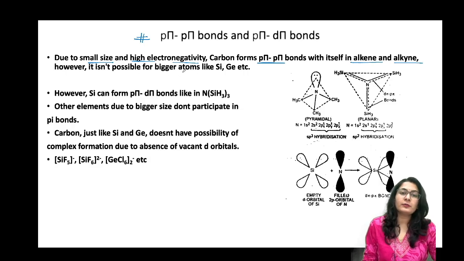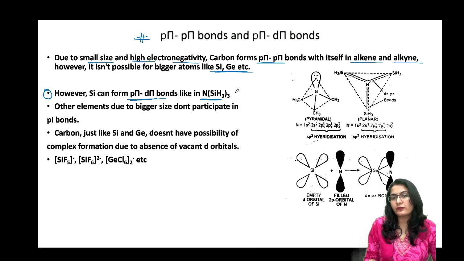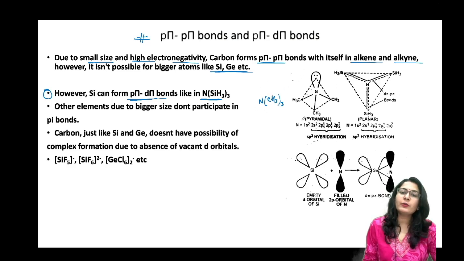However, it isn't possible for bigger atoms like silicon and germanium to do so. So they are very poor in simple p-pi bonding. However, they sometimes give you the p-pi-d-pi bonds like in N(SiH3)3. So you have a proof of that when you are taking N(CH3)3, trimethylamine. When you are taking this, definitely the molecule is pyramidal. But when you are taking the same trisilylamine like this, it is planar. It is planar in nature.